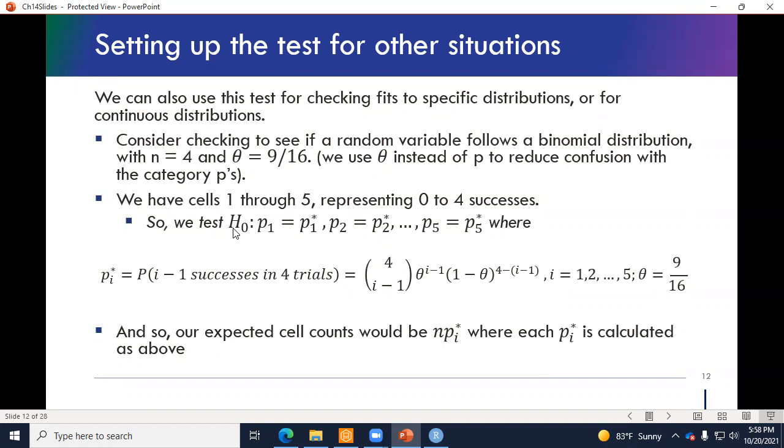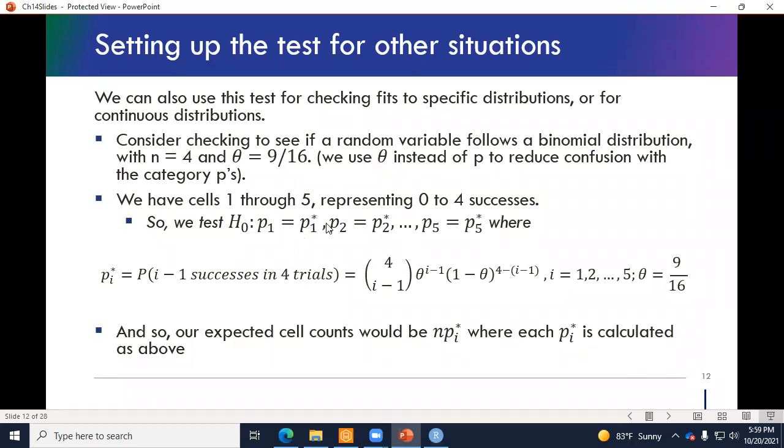We have this test statistic, similarly as before, P1 equal to P1 star. We have to calculate P1 star, P2 star, up to P5 star, according to this binomial distribution PDF. Because we are claiming this is a binomial distribution, with parameter n equal to 4, and the probability of getting a success is 9/16.